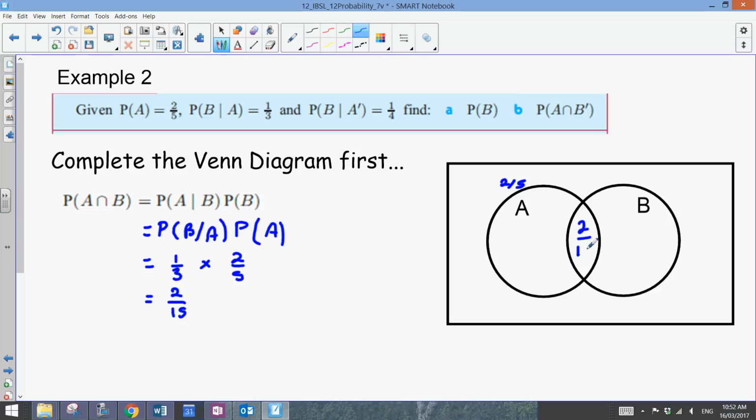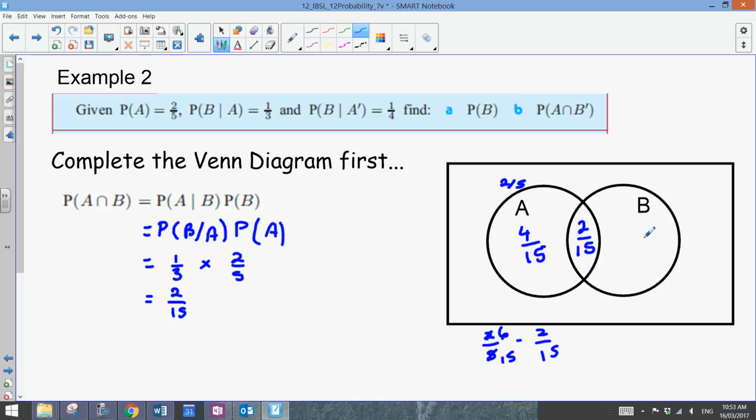I'm just filling in this Venn diagram so I can prepare myself to answer these two parts of the question. Probability of A is 2/5. So to find just what's in A, I'm going to take 2/5 minus 2/15. So I will have 6/15 minus 2/15, so 4/15.